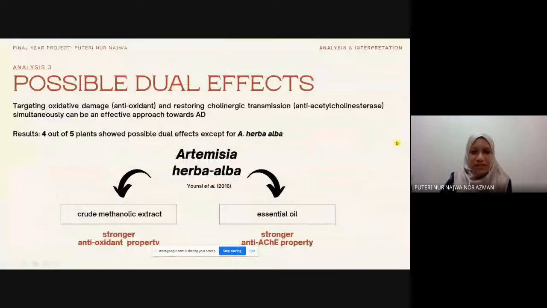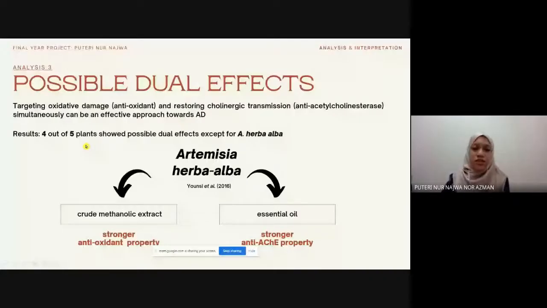Last but not least, the possible dual effects. Again, I would like to emphasize that targeting oxidative damage and restoring cholinergic transmission can be an effective approach towards AD, and the results showed that 4 out of 5 plants reviewed showed possible dual effects except for A. herba alba, whereby the crude methanolic extract showed stronger antioxidant property, whereas its essential oil showed stronger anti-AChE property.